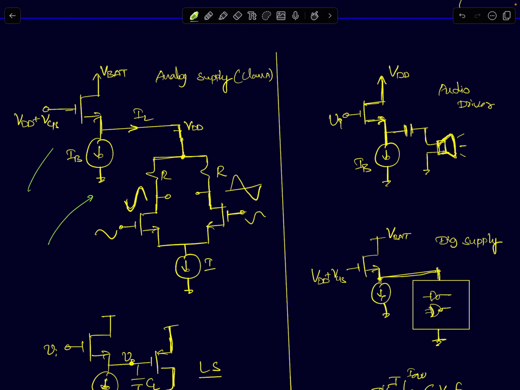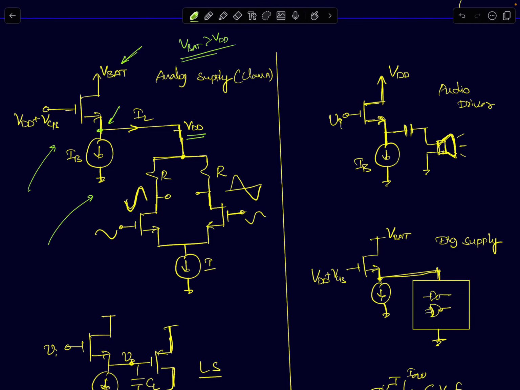So shown here is a source follower structure, which is typically the output stage of an LDO. Okay, so I have not shown the LDO completely. I'm just showing the final stage of an LDO. So you have a battery voltage. You are supposed to generate a fixed supply voltage VDD from the battery. So normally your V battery will be greater than VDD.